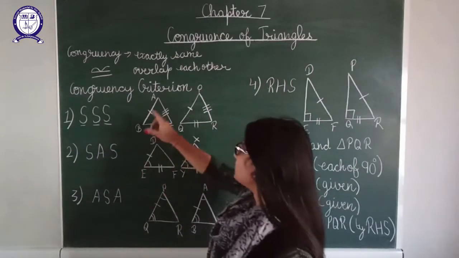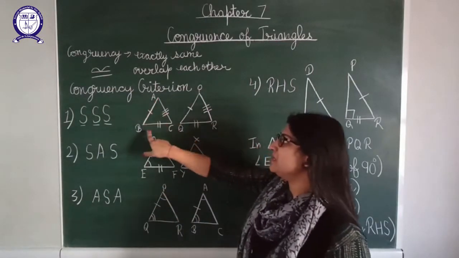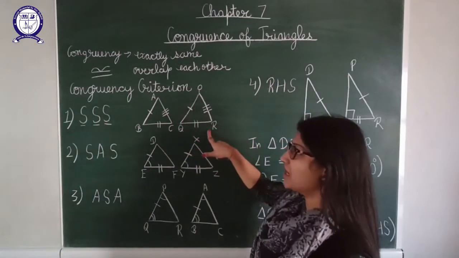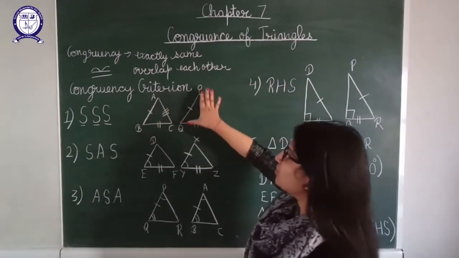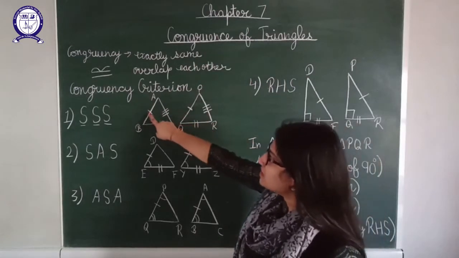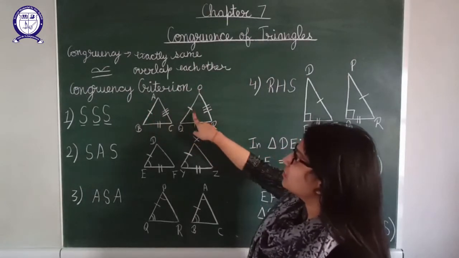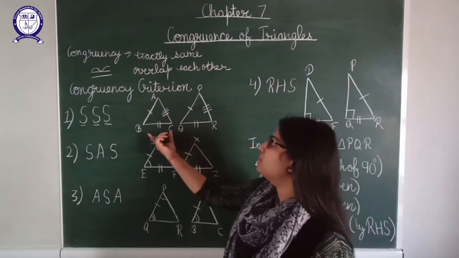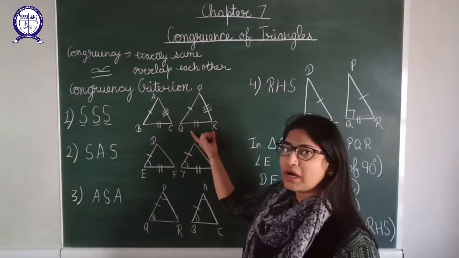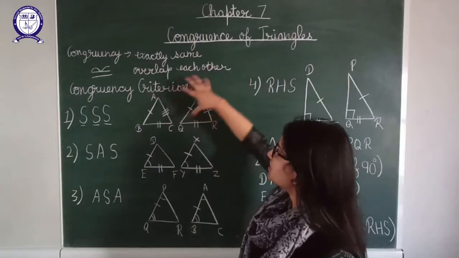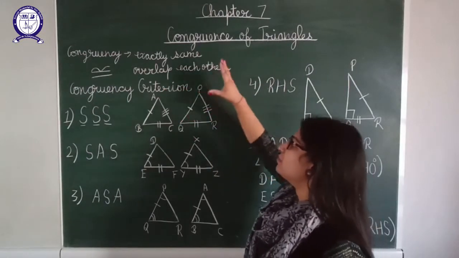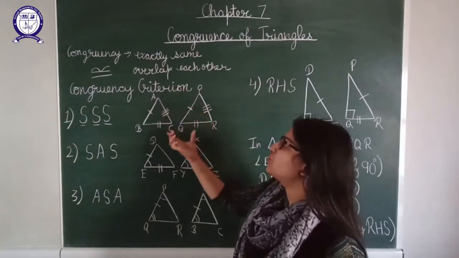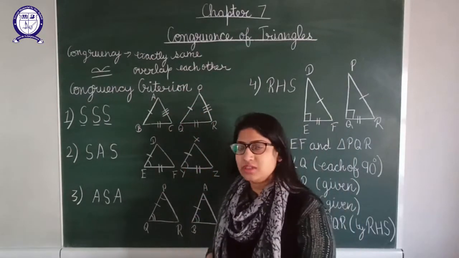Okay. So as you can check here, triangle ABC is given to us and PQR is given to us, right? So AB is equal to PQ here. This represents that this side is equal to this side. Now these double marks represent that side BC is equal to QR and AC is equal to PR. That means by SSS criteria, these two triangles are congruent to each other.